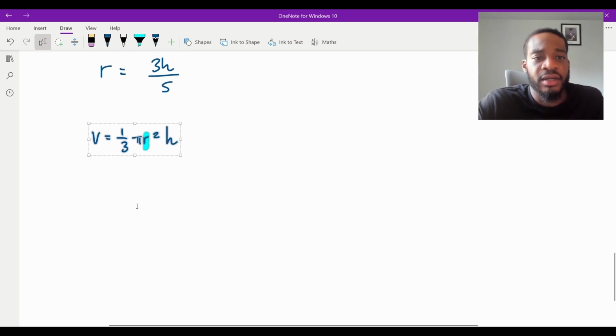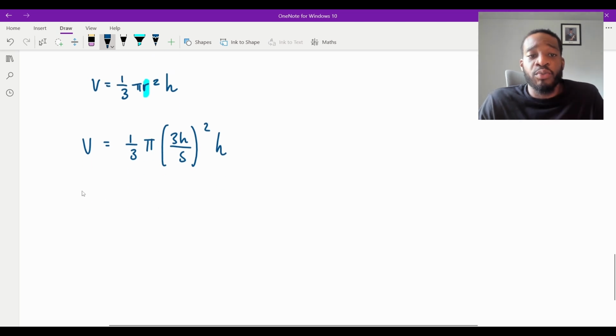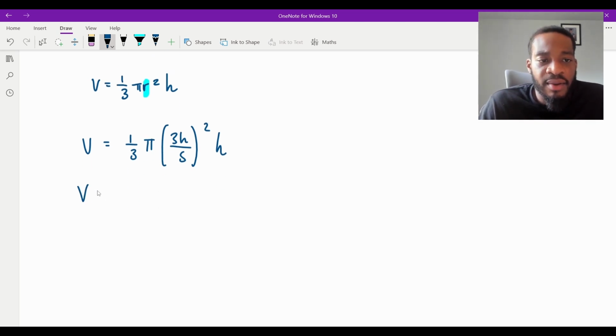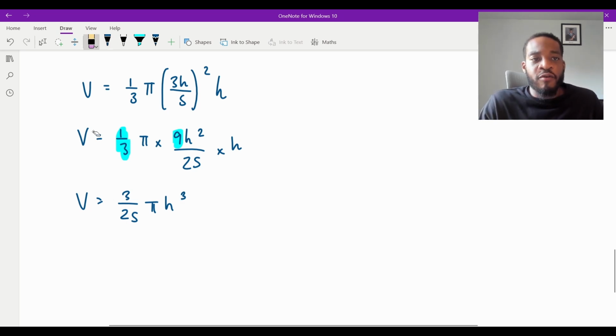If I sub that in, V is equal to a third pi times 3h over 5 all squared times h. Now this is good because we can just expand it and tidy up. So V is going to equal a third pi times, if I square the numerator, 9h squared, and if I square the denominator, 25, and we're times it by h. Tidying that up, I've got a third times 9, that's going to be 3. So I'm going to have 3 over 25 pi h cubed. And now I've got a formula for V in terms of h.